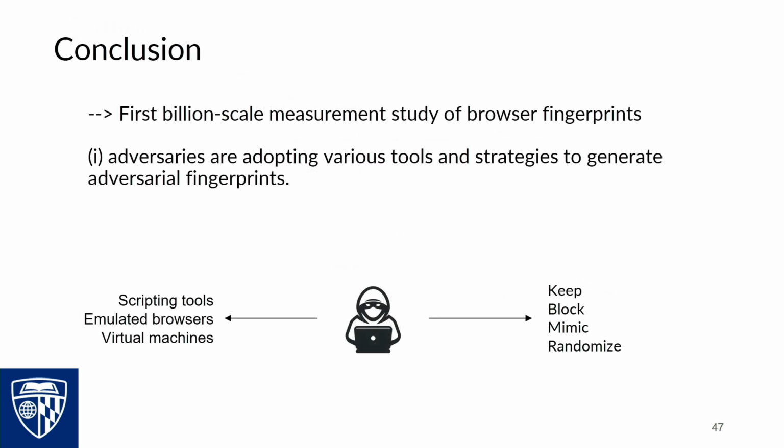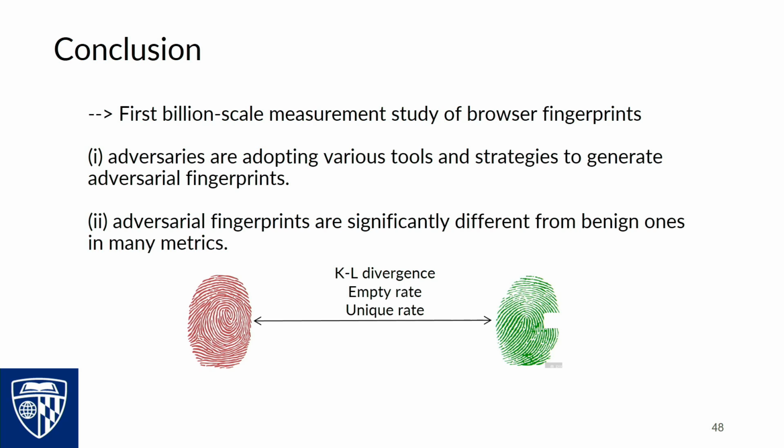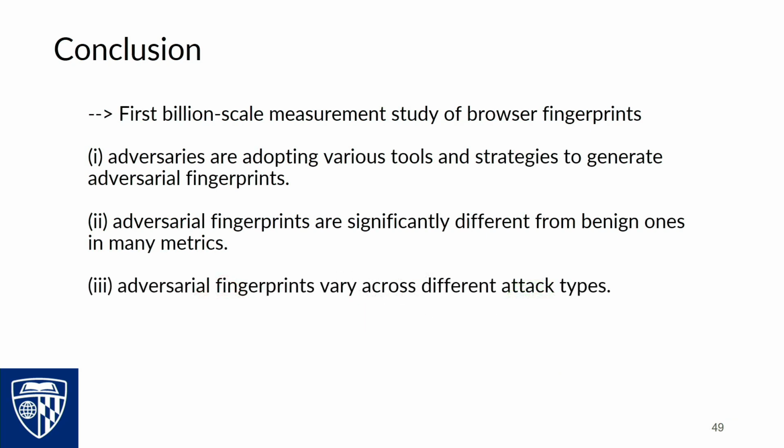So we are the first billion-scale measurement study of the browser fingerprint, and in our paper we found adversaries are adopting various tools and strategies to generate adversary fingerprints. Also, the adversary fingerprints are significantly different from the benign ones in three features. And the adversary fingerprints appear across the different attack types.